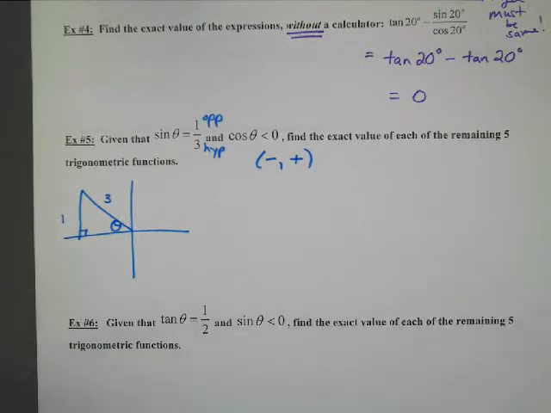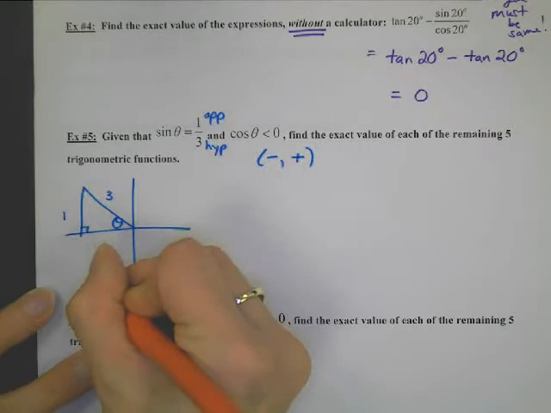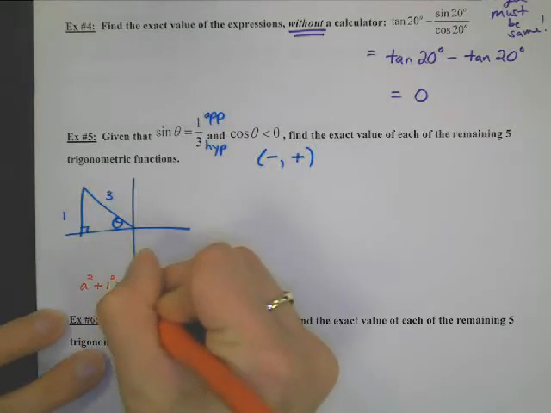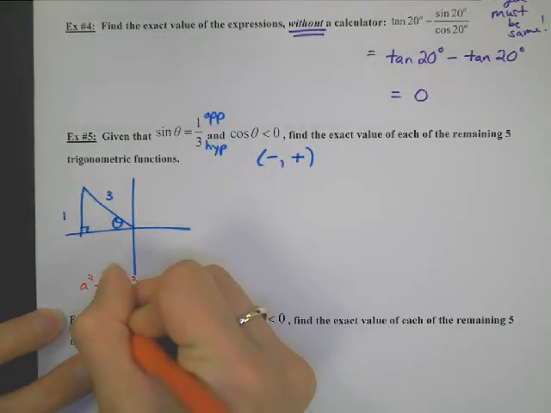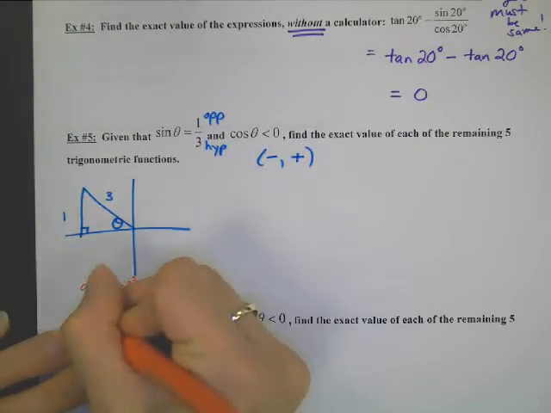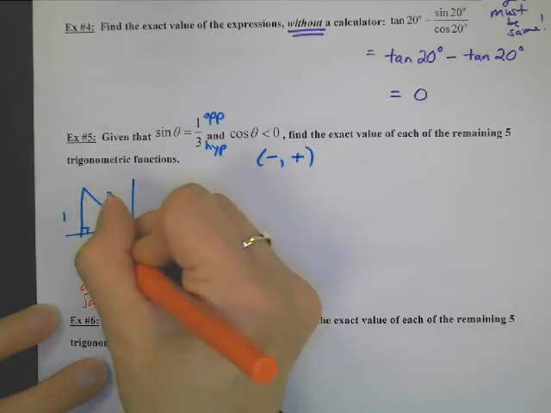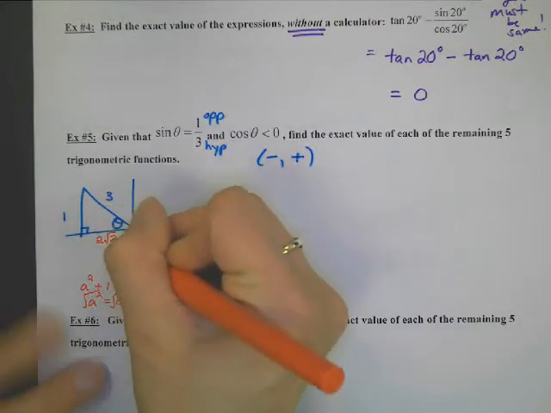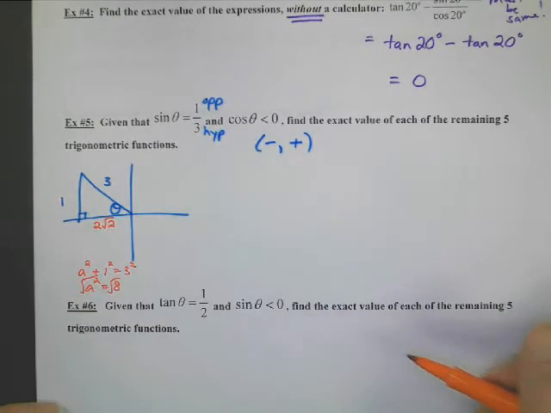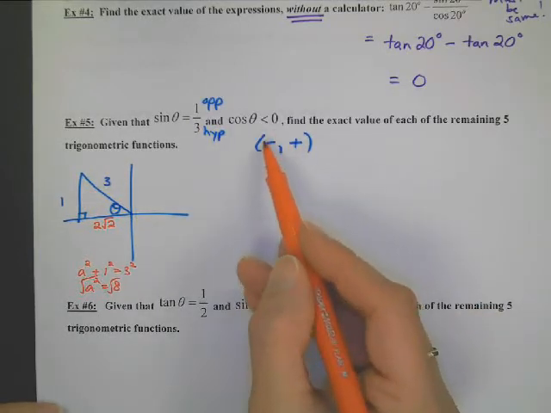I think we're going to have to use some Pythagorean theorem here. So a squared plus 1 squared equals 3 squared. A squared is equal to 8, and the square root of 8 is 2 radical 2. Okay, except that's not right. What do you mean it's not right? I forgot something.